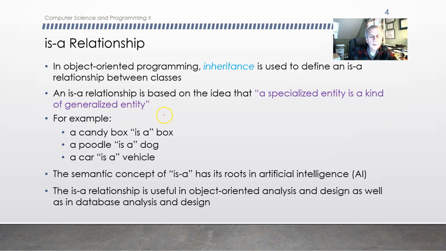So there are other examples we'll see that fall within this concept of the is-a relationship and inheritance. In addition to our variety of boxes, we could say a poodle is a dog. A car is a vehicle. And again, the poodle would be the specialized case of dog. All dogs have certain characteristics. Poodles share those. But in addition, a poodle has additional things that maybe would not be common to all dogs.